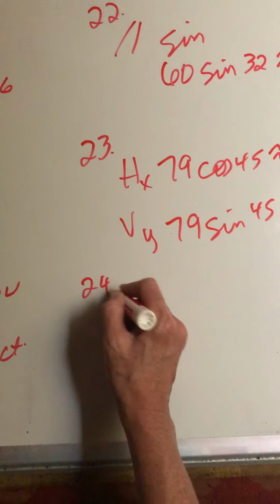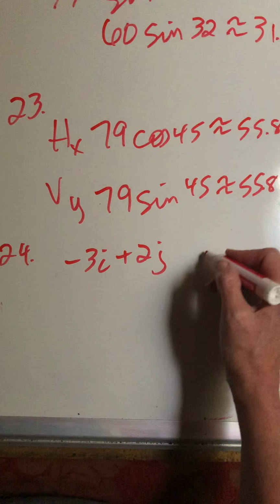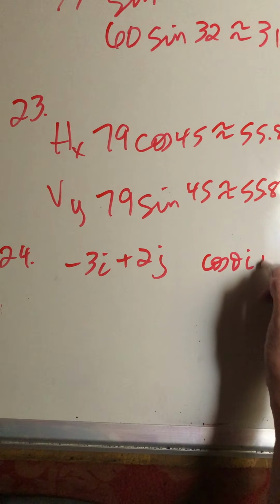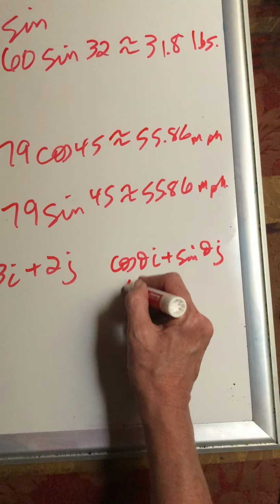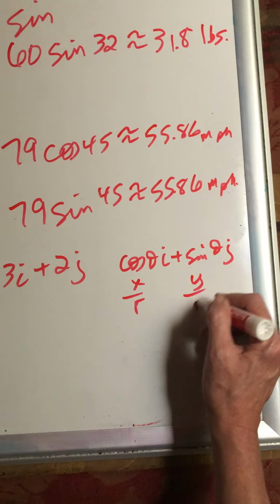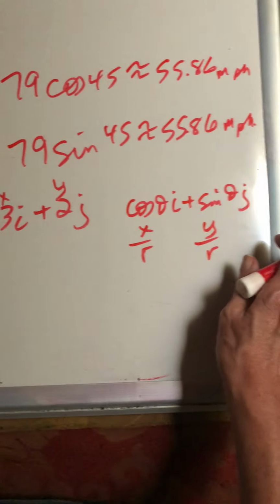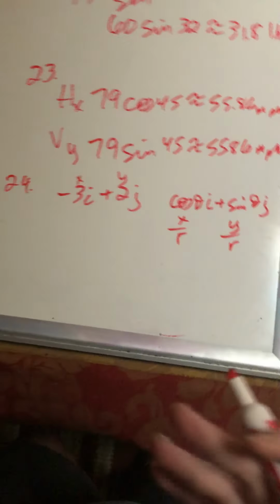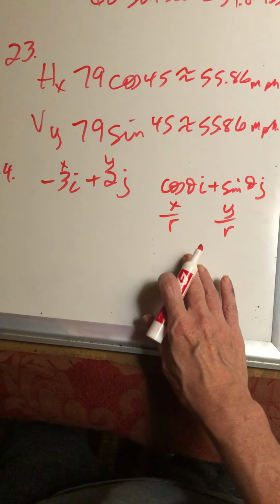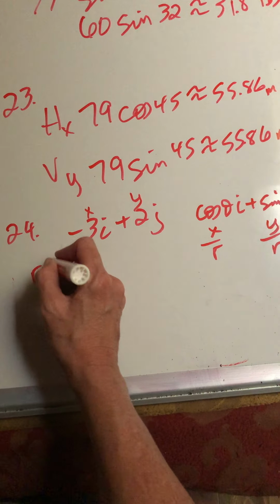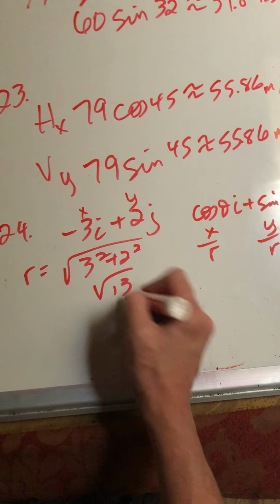Then number 24, you've got negative 3i plus 2j, and we want the cosine theta i plus sine theta j. So we want to find the cosine and the sine. Remember, cosine is x over r, sine is y over r. So I've got x and y right here, but I need r. So you need to find the magnitude, which we've done before. They just ask it in a different way, like which vector has the same direction or which vector is parallel to it. This is another way to ask it. So I've got to find r, the magnitude, which is the square root of 3 squared plus 2 squared, which would be the square root of 13.